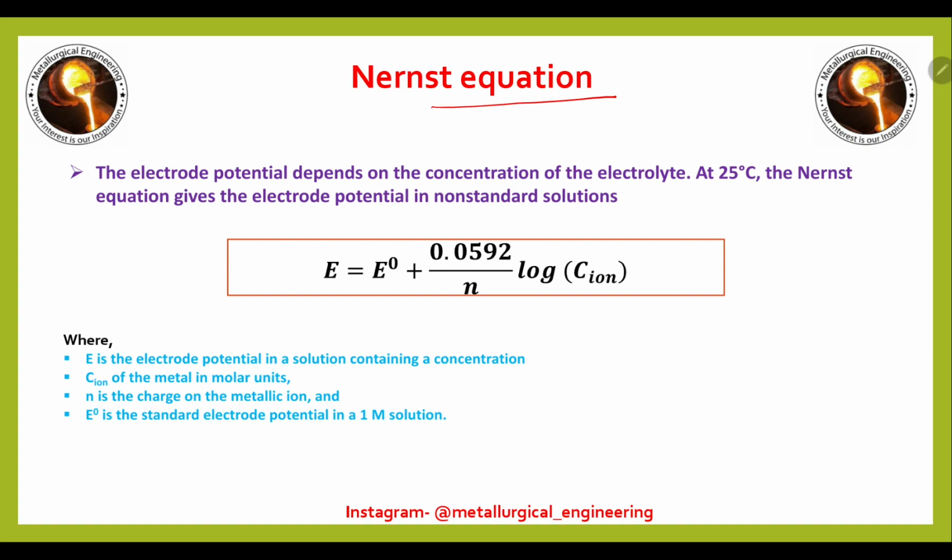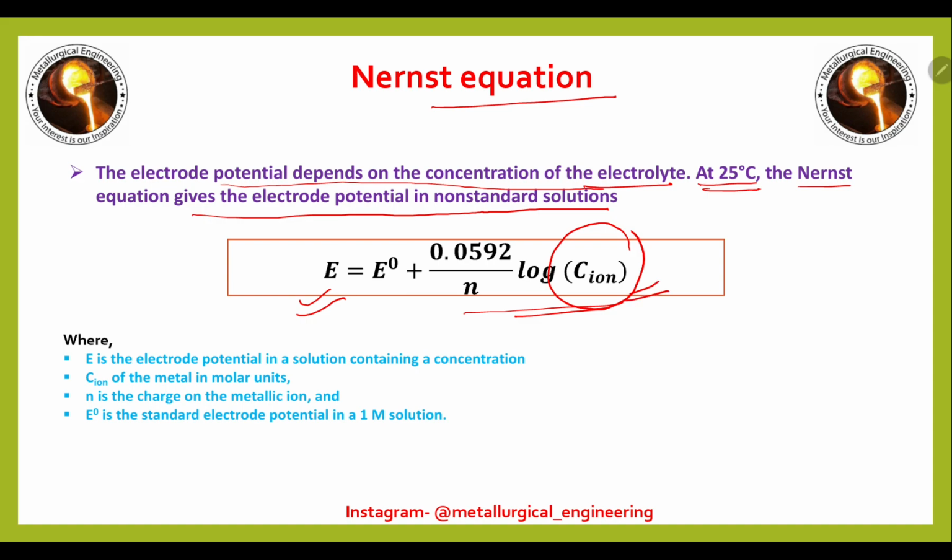This Nernst equation says the electrode potential depends on the concentration of the electrolyte. At 25 degrees centigrade, the Nernst equation gives the electrode potential in non-standard solutions. So the equation is E is equal to E naught plus 0.0592 divided by n log of C ion. This is the C ion of the metal in molar units.